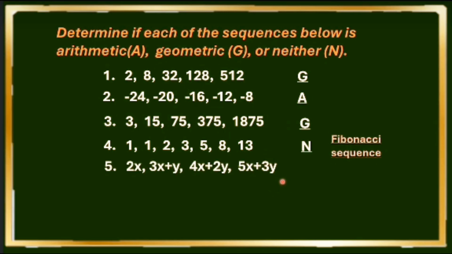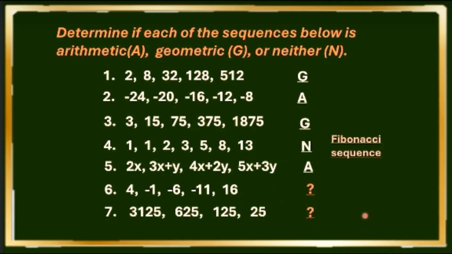Number 5. 2x, 3x plus y, 4x plus 2y, 5x plus 3y. Look at the x. We have 2x, 3x, 4x, 5x. It constantly increases by 1x. While for the y, we have here 1y, 2y, 3y. At the first term, 0y. It also constantly increases by 1y. So each term constantly increases by x plus y to obtain the next term. So this is arithmetic. Number 6. Number 7. So these are for you.